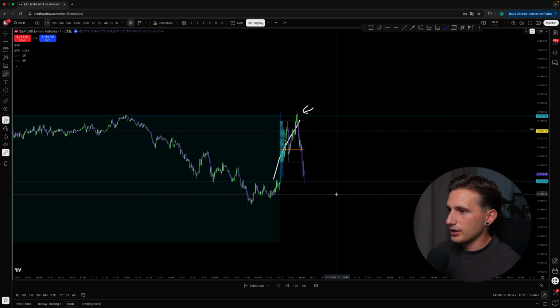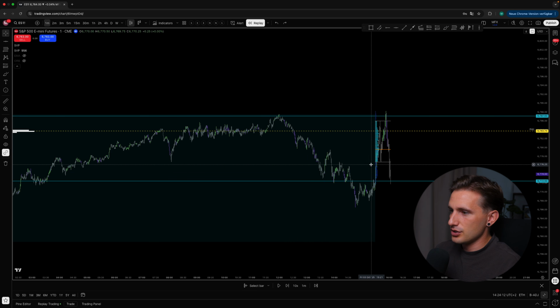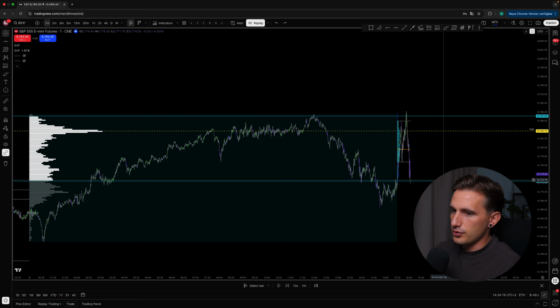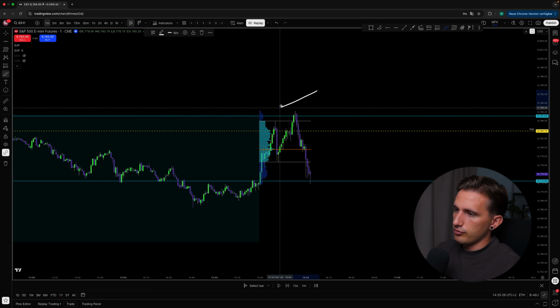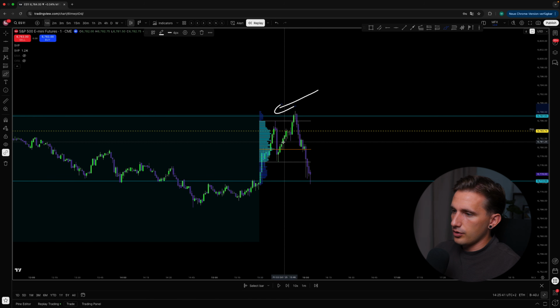Now, what I am doing now is looking for my long position. We are on a valid zone right here, on a value area low. So what's this profile telling me? We are currently in a little bit of a ranging market because the point of control is in the middle. The value area high is here and the value area low is here.